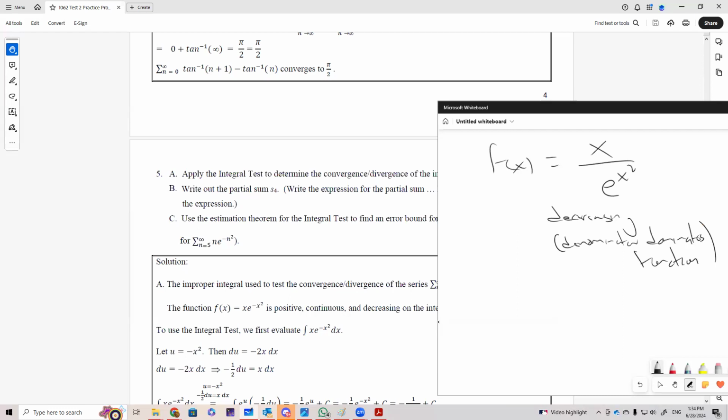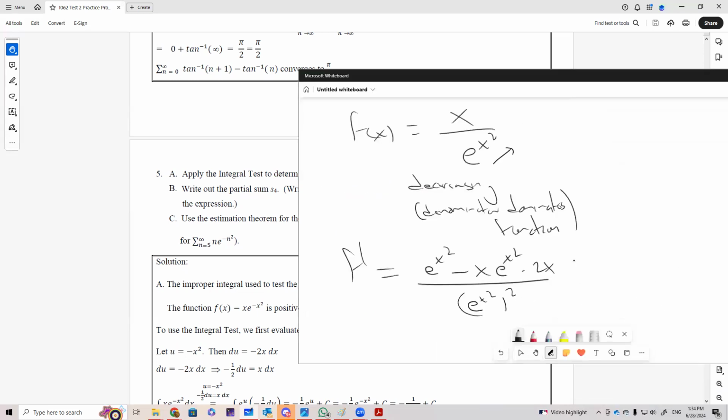In terms, it grows much faster than x. Of course, you can always do the derivative. And so with the derivative, it will be e to the x squared minus x e to the x squared times 2x over e to the x squared, squared. And so the bottom is positive, and so you only got to check the top.